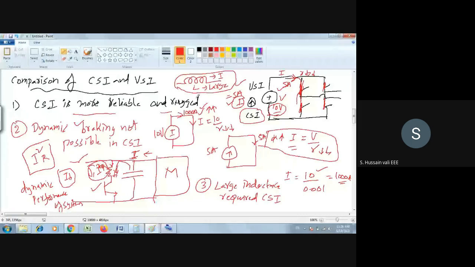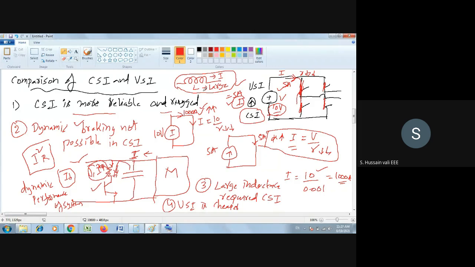And the fourth difference is that your voltage source inverter is cheaper. I will say this thing. Why is it cheaper? Because you don't have this L value. If the L value is large, then its cost is more. So these are the four main differences.